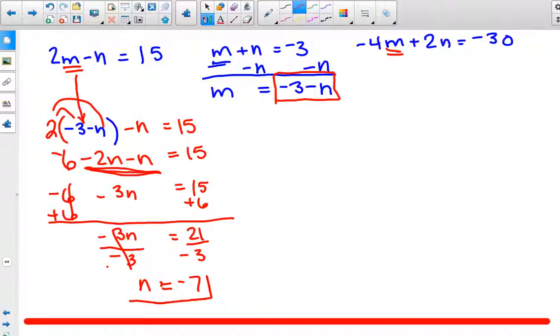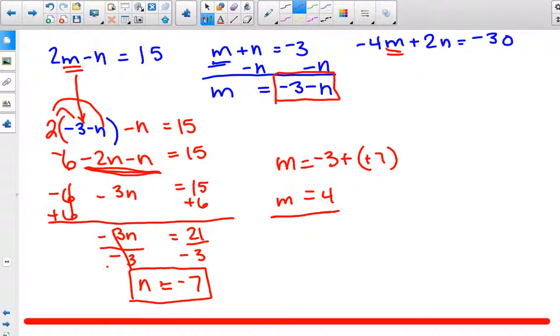Okay, so now we have half of it. But if you remember going back and thinking about systems, once you have that first variable solved, it's pretty much all downhill from there. You're going to take this value and substitute it into this expression. So m equals negative 3 minus a negative 7. Minus the negative makes that positive. Negative 3 plus 7 is 4. So you have m is 4 and you have n is negative 7.